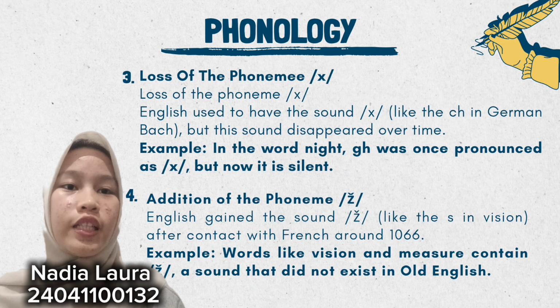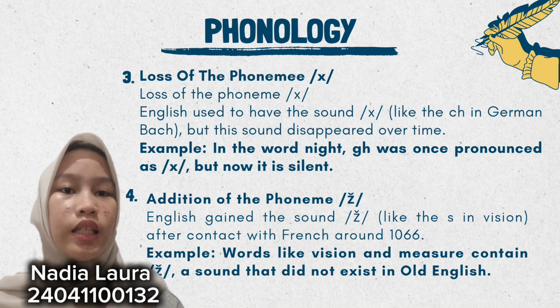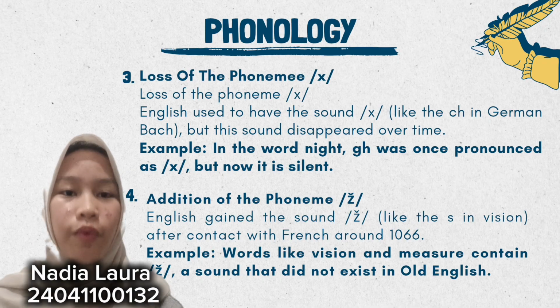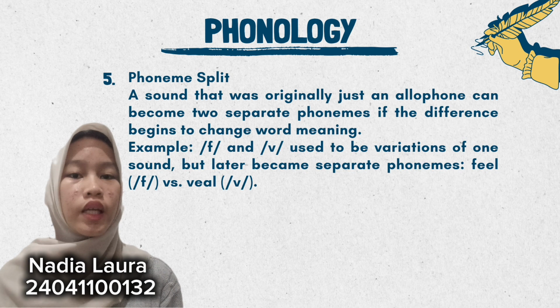For example, English lost the X sound, like ch in the German Bach, and English also gained the Z sound, like the z in vision. This comes from French. Next is phoneme split. Phoneme split is when one sound splits into two different sounds that create different meanings, like F and V.